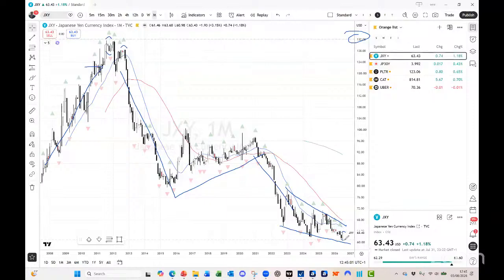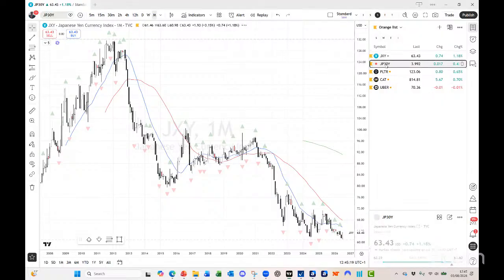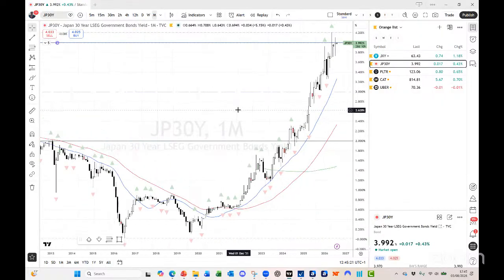And look at that already, we're only into really the first full trading day of the month, and it's looking like a big bullish engulfing candle, and that probably reflects the events of last week, which we'll look at in a moment. So as we have seen that going in one direction, let's look at the Japanese 30-year government bond yields.